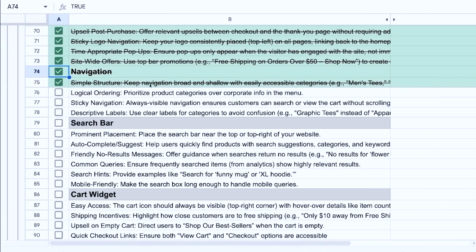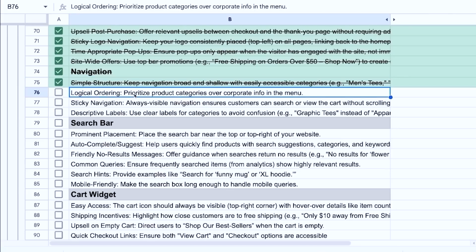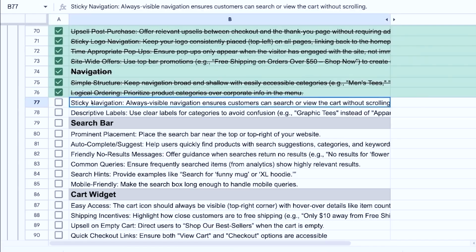And I'm mentioning it for the navigation because you don't really have to worry about this, in my opinion. You can obviously set up multiple categories if you like, but just in terms of what I've seen drive the most impact, the number of categories and collections and product types is not it. Next, logical ordering. Prioritize product categories over corporate info in the menu. So just have shop above about us or contact. Sticky navigation. Always visible navigation ensures customers can search or view the cart without scrolling.